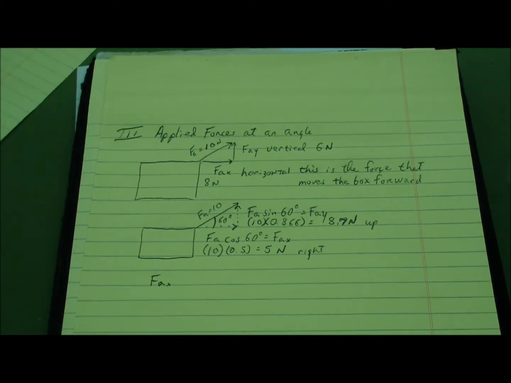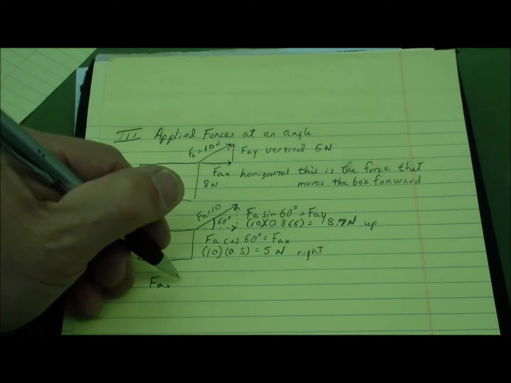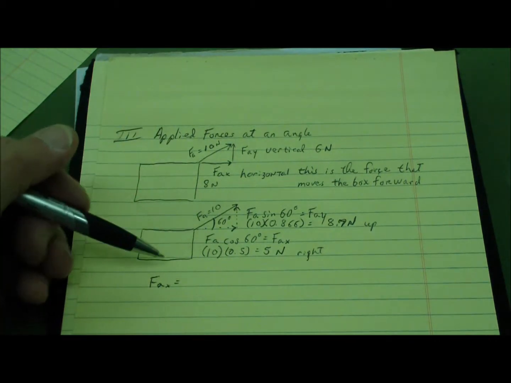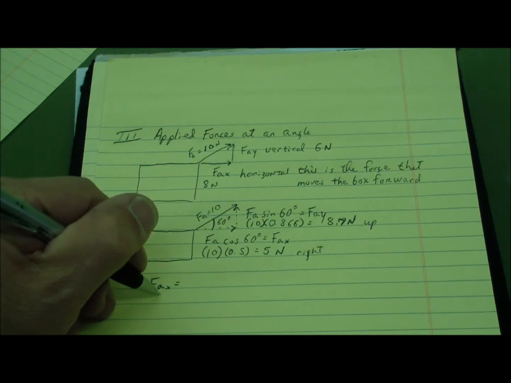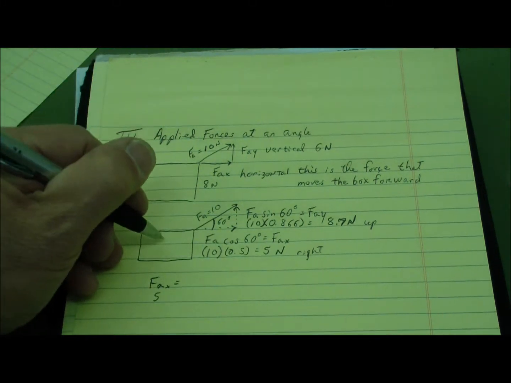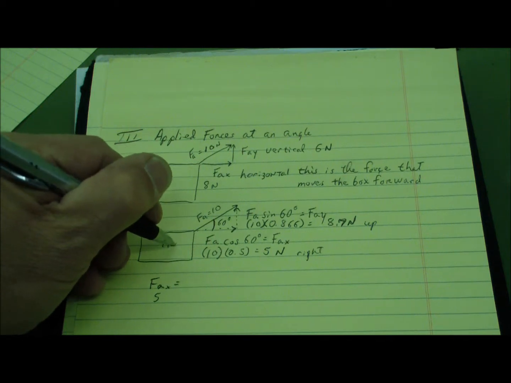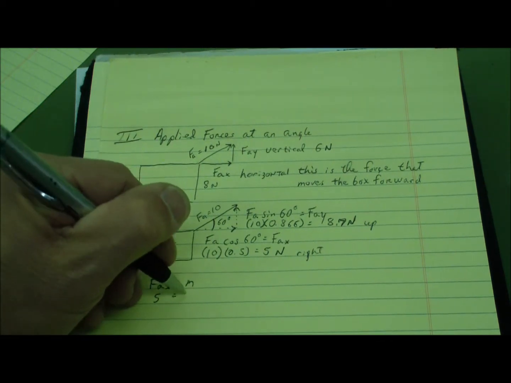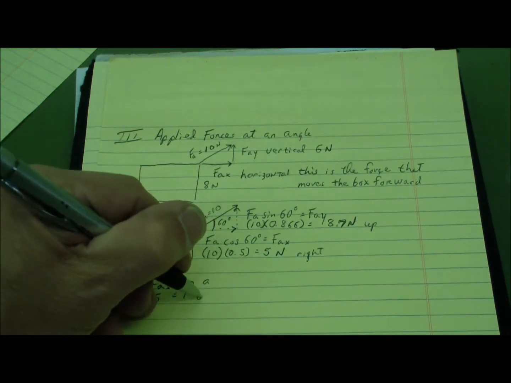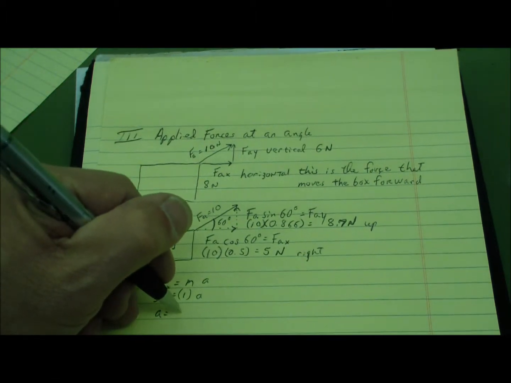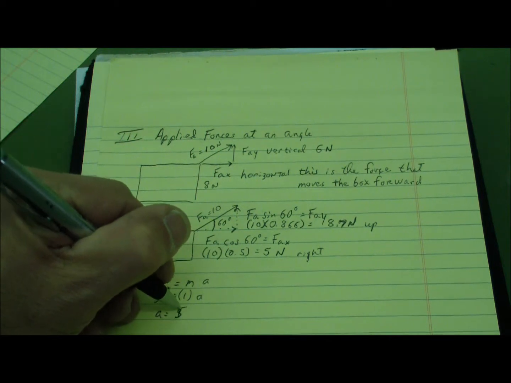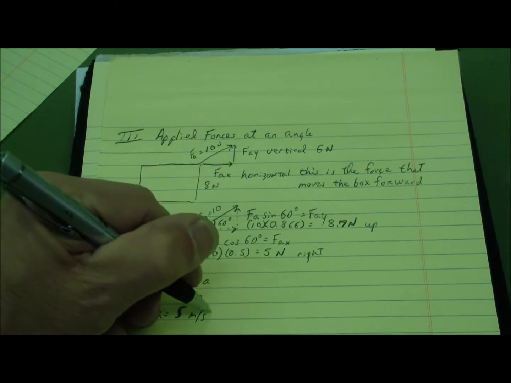Okay, and so now you look at this and you say, well, what kind of acceleration do we have on this? We have an applied force of only 5 newtons, and let's say we have a mass of 1 kilogram, and we want to know what the acceleration is. The acceleration will be 5 meters per second squared.